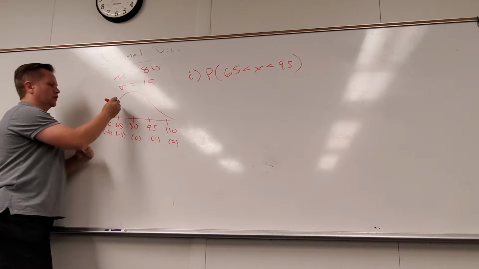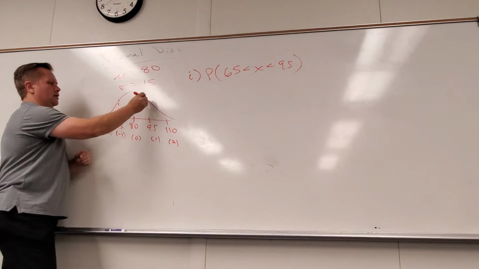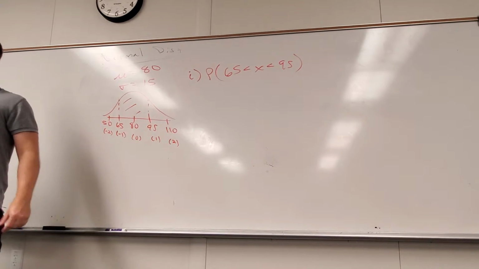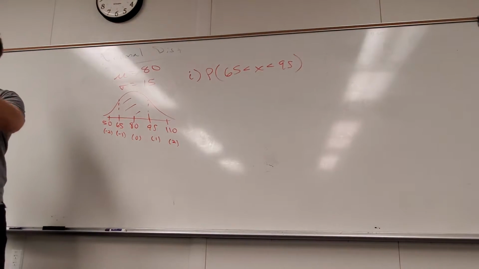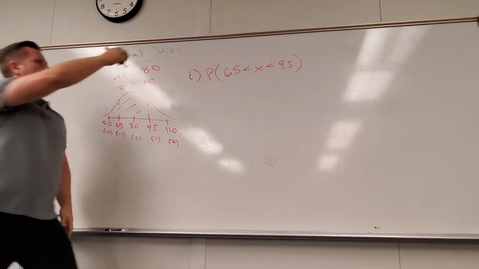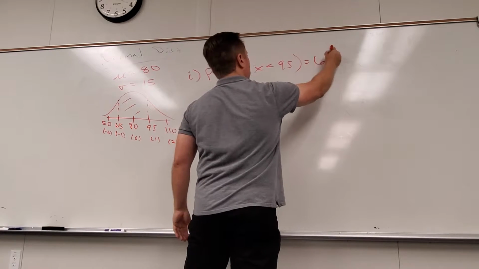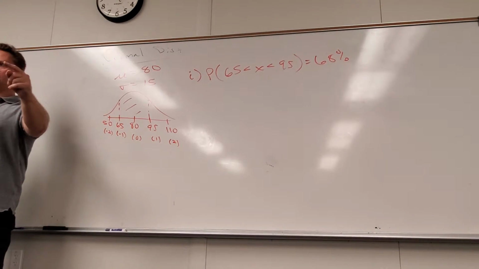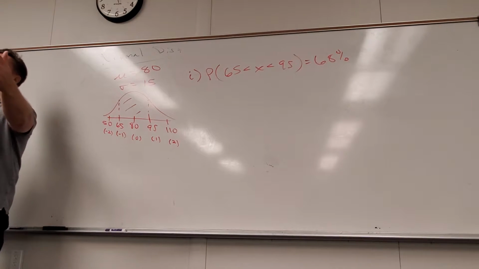So the probability, if I shade that question in, there it is. That's the area I'm looking for. I don't have a formula for it, but we have a theory for it. We have a law, the empirical rule. It tells me there's going to be 68%. Within one standard deviation of the mean in a normal curve, there's 68% of the data.